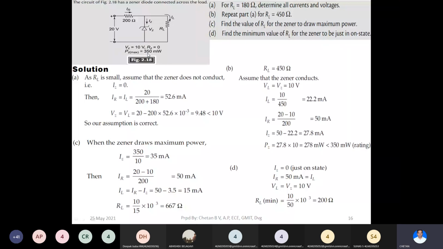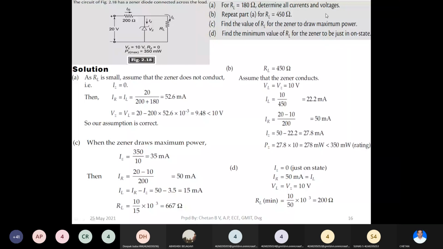So the maximum power dissipation is set to occur when maximum IZ value flows through this diode. Whenever maximum IZ value flows through this diode, the diode is set to dissipate maximum power. The value of that is 350 milliwatt. What you have to do first is, for RL value 180 ohm, determine all currents and voltages, right?